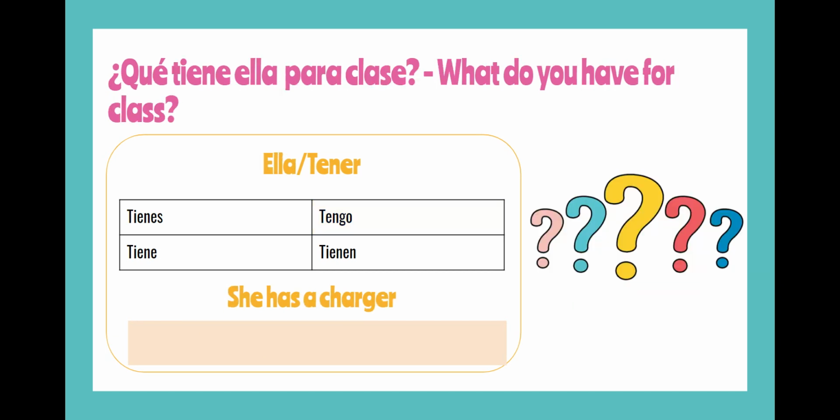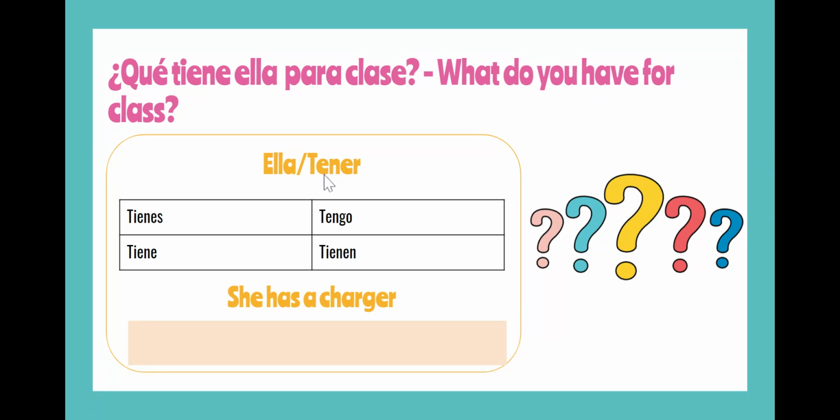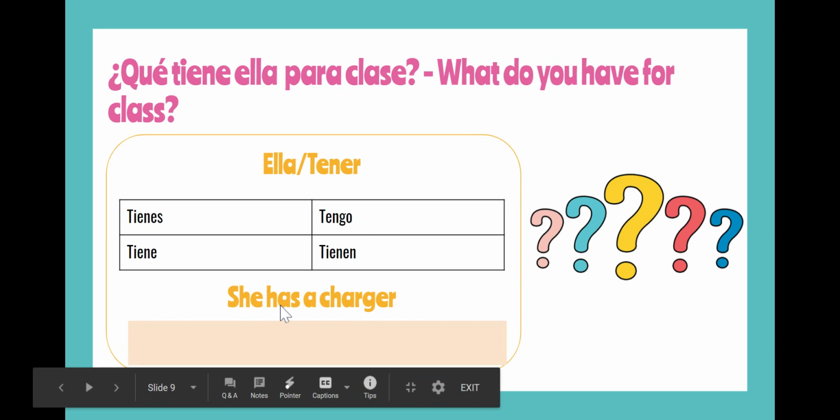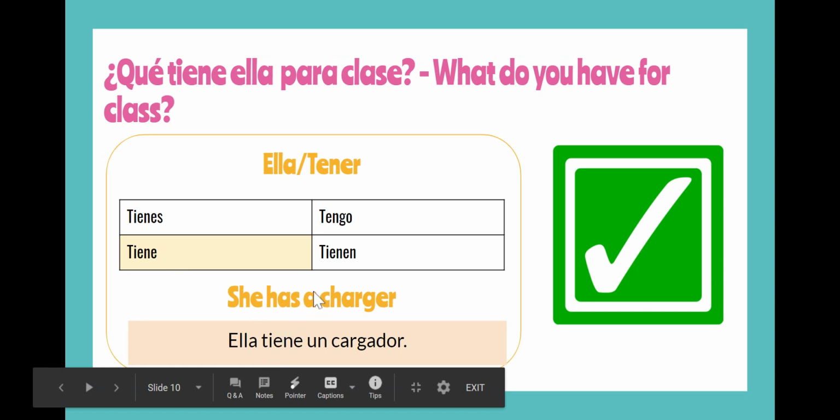What if I wanted to say ¿Qué tiene ella para clase? What does she have? That should be she. What does she have for class? So I want to conjugate the verb tener into the ella form to say she has. And I should end up with tiene. So then I can say ella tiene, and then remember from Monday, if we want to say a, that's either un or una, but we know that cargador is masculine, so we want the masculine singular un. Ella tiene un cargador. She has a charger.